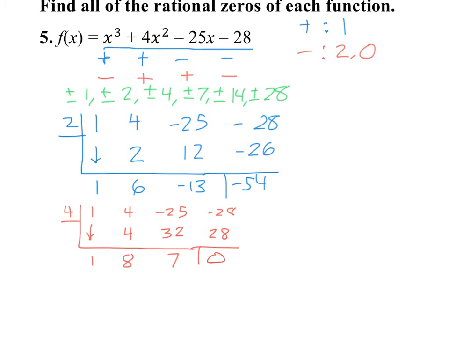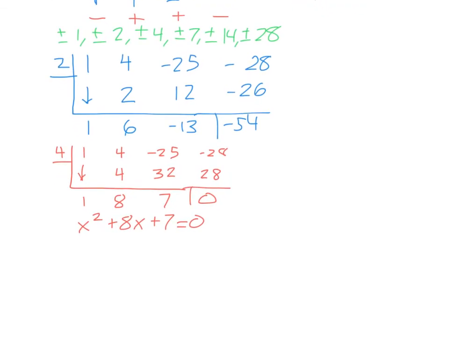The depressed polynomial starts 1 degree lower. x squared plus 8x plus 7. And we want to find the 0, so I'm going to equal that to 0. This is factorable. x plus 1, x plus 7.